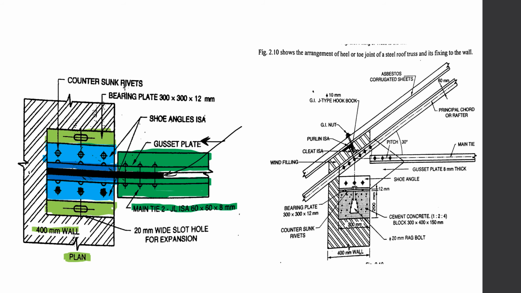2 ISA 6068. What has been written means that there are two angles of dimension 60 by 60 by 8. If I try to sketch here, this is going to be one angle, as you can see, like this. It will be 60 by 60 by a certain thickness, as given here it is 8. This is the first member.